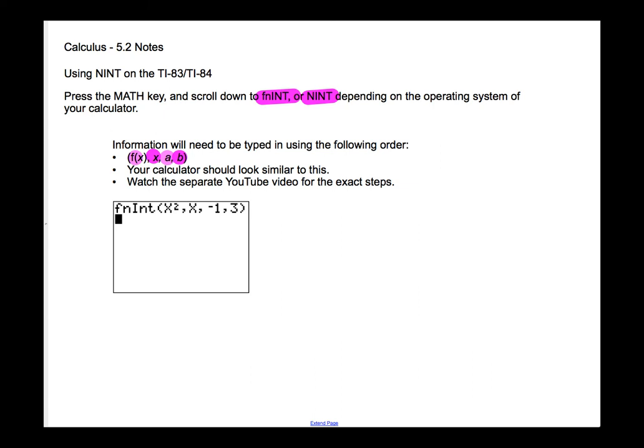So there you go, and that's all there is to using the integrals and kind of how they work. And we're going to learn a lot more about them in the next few weeks.